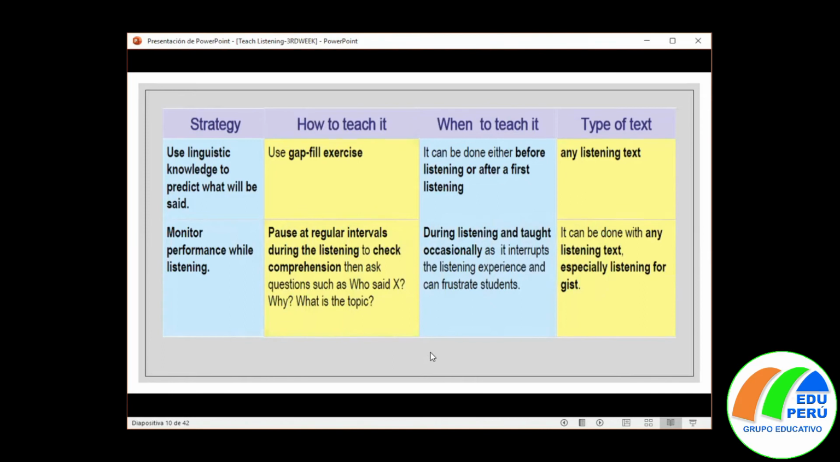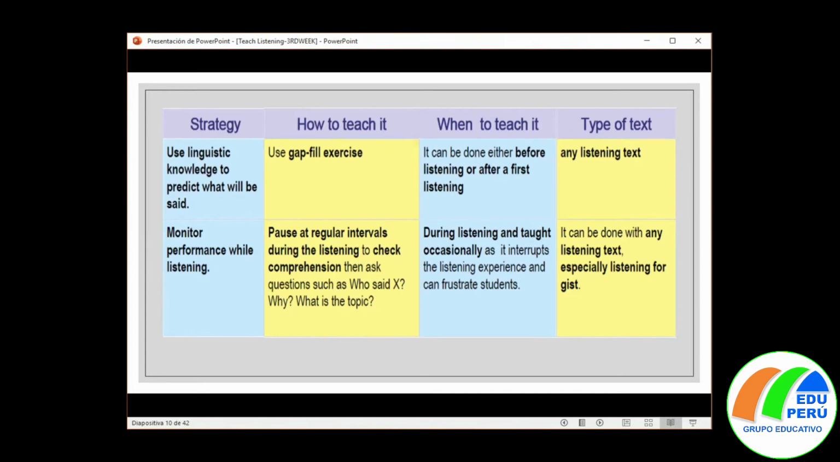Another one, monitor performance while listening. How to teach it? Pause, notice, pause at regular intervals during the listening to check comprehension. Then ask questions such as, who said, why, what is the topic? You make pauses because you're going to monitor. And notice here, you're going to monitor performance while your students are listening. So you make pauses at regular intervals and you start asking questions if they are understanding what they are listening, no? You don't play the complete audio. Using pauses and asking questions.